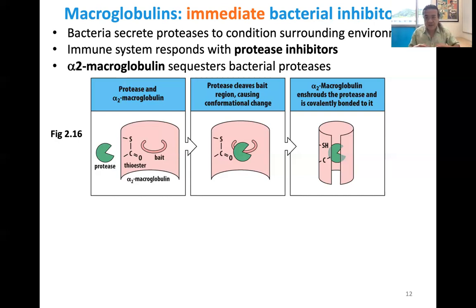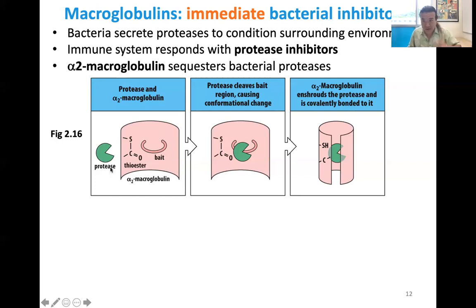So our immune system, our innate immune system, has evolved to have certain proteins to defend against many of these proteases being released by the bacteria. We call these things protease inhibitors, right? And macroglobulins are an example of a protease inhibitor. This is the macroglobulin, shown as this pink curved panel looking thing here, right? And then here is the bacterial protease represented as a green Pac-Man, right?